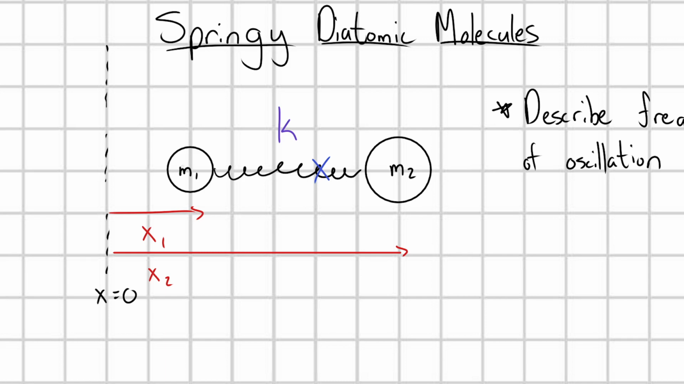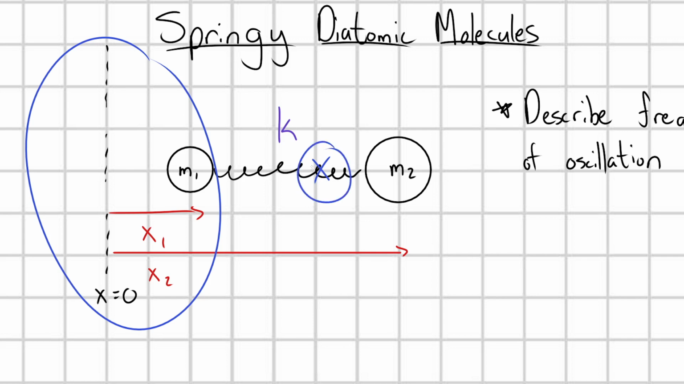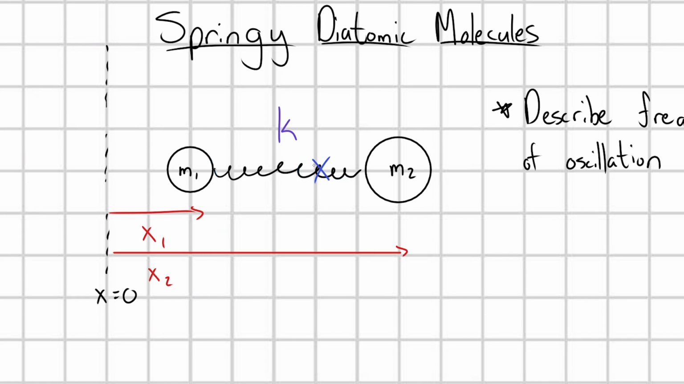What I want to emphasize here is that the origin of my coordinate system is locked with the center of mass of this molecule. So if this molecule translates around, this origin is going to follow it and just move with a constant velocity. That allows me to treat this molecule as if it's stationary. This is called entering the center of mass frame of a system.